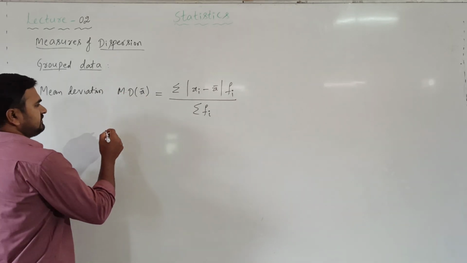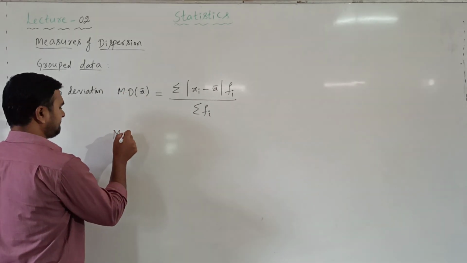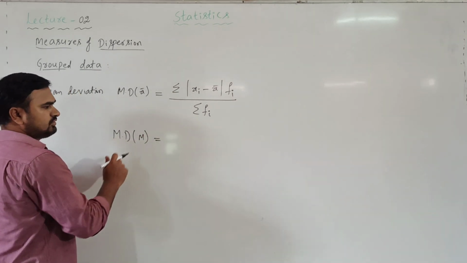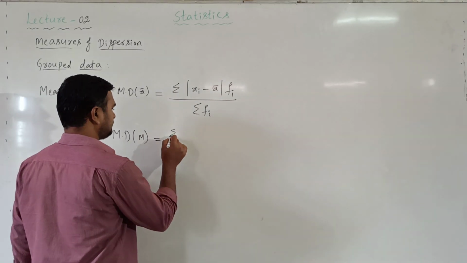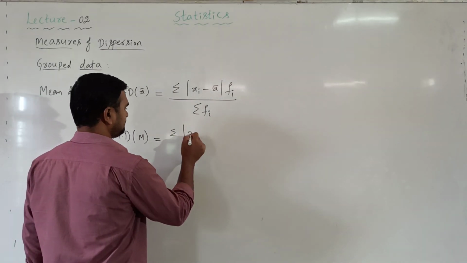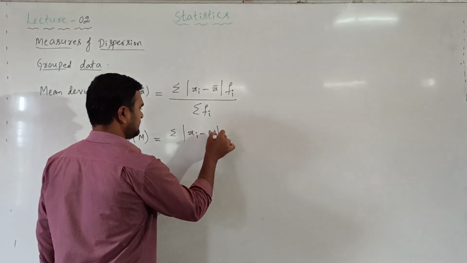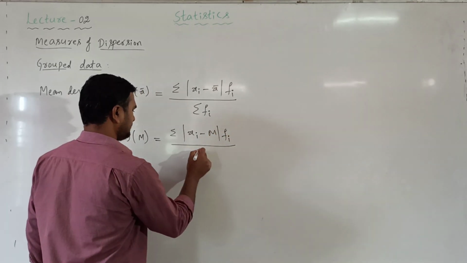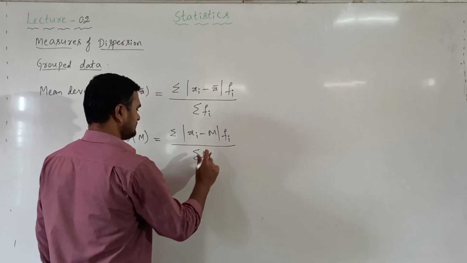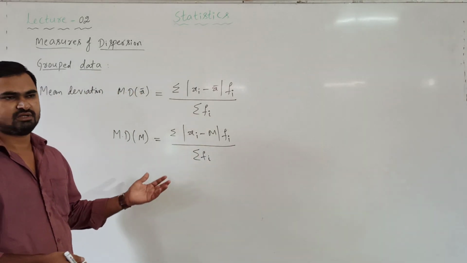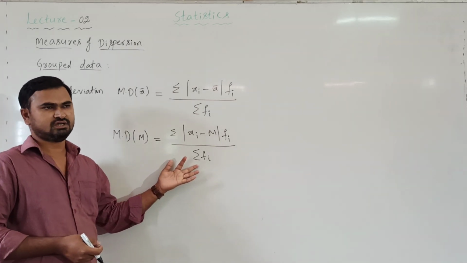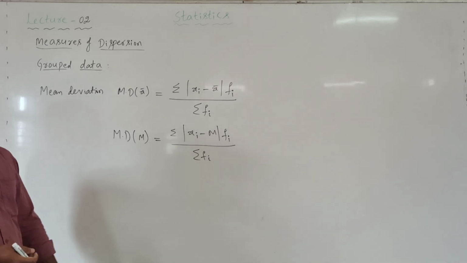If I want the mean deviation about the median, it is given by the formula sigma modulus of xi minus M, where M is the median, into fi divided by sigma fi. So using this formula, we can find the mean deviation about the median. Okay, so this is the mean deviation.